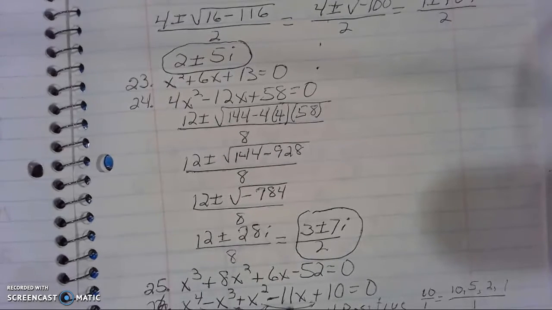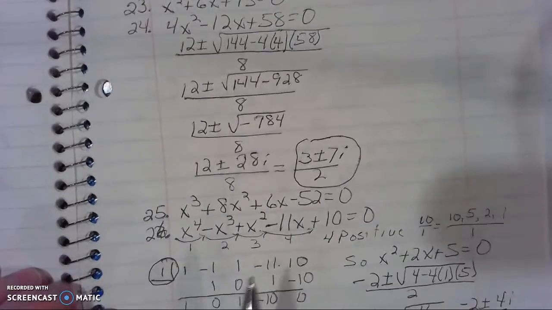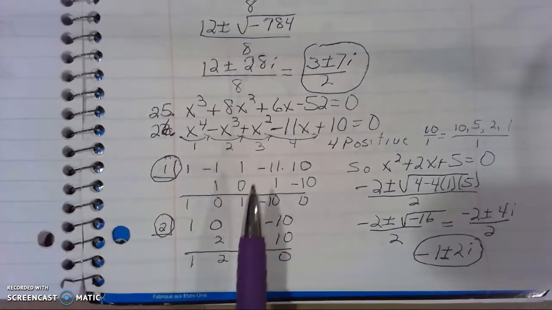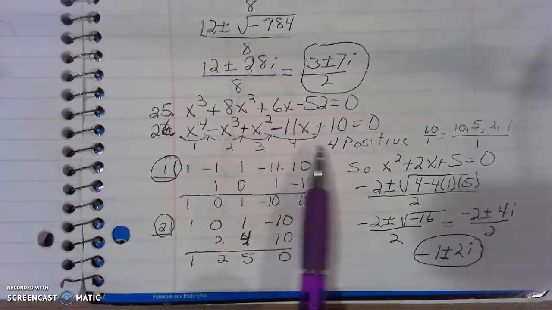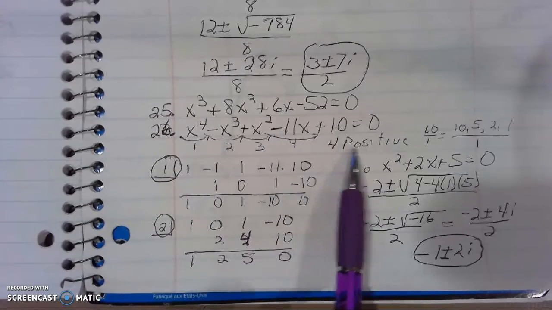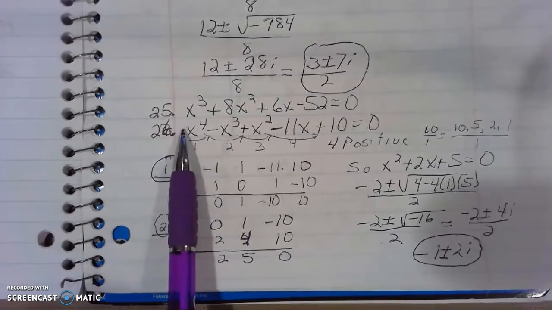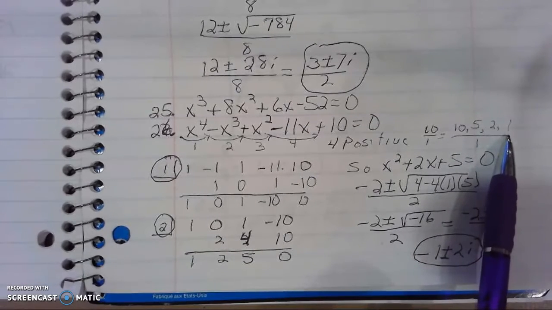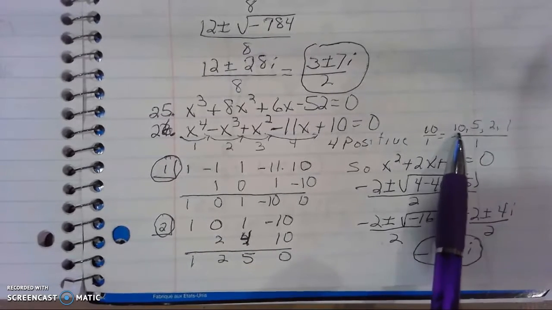25 is like 26. 26 is, we've got an x to the 4th in our equation. It's a polynomial like we've been doing on the previous assignment. So we're going to have to go through the rules. We've got 4 sign changes, so I've got 4 positive roots. I put the 10 over the 1, find the factors of 10 over the factors of 1, and that gives me the possible roots, which are 1, 2, 5, and 10.